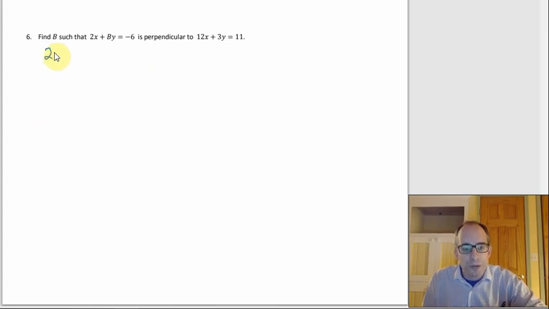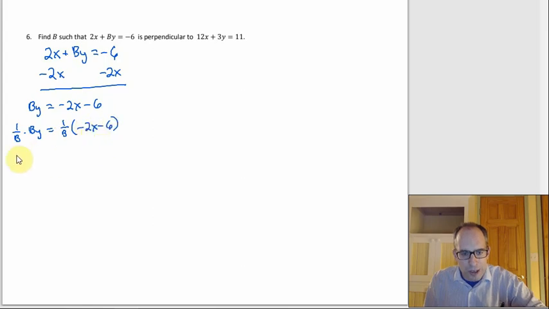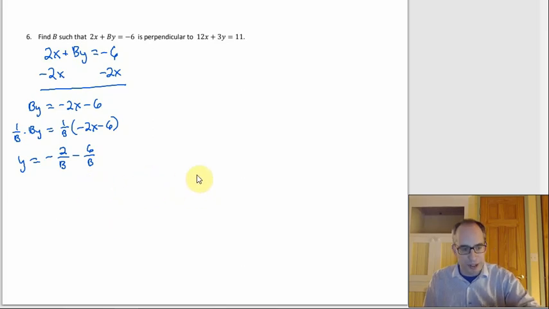So, all right. First one, the one on the left, we got 2x plus by equals negative 6. So I'm going to get by by itself and subtract 2x from both sides. And then we're going to have that by is negative 2x minus 6. And then solving for y, I guess we're going to multiply both sides by 1 over b. So 1 over b times by is equal to 1 over b times negative 2x minus 6. And so then y is equal to negative 2 over b x minus 6 over b. All right, so for now we're just going to leave that like it is.